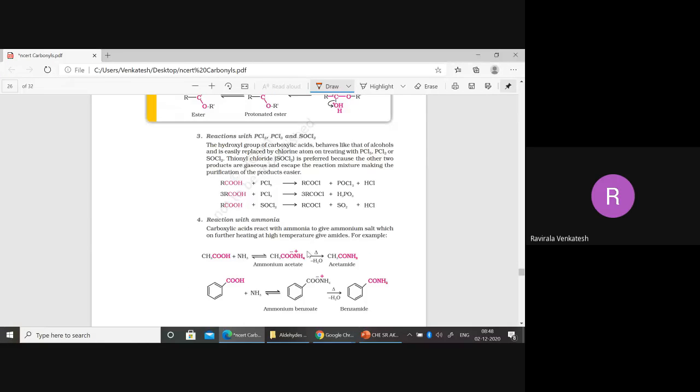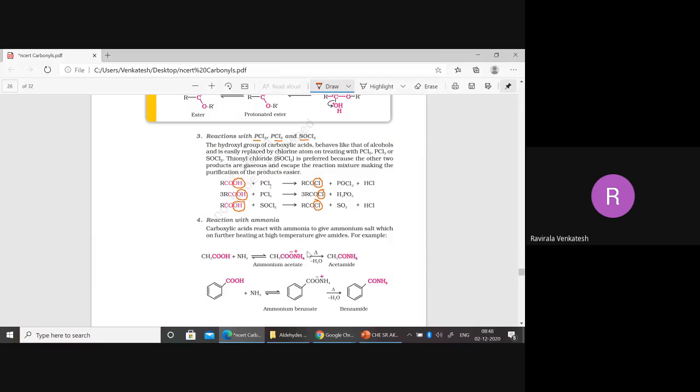Next, we'll see the reaction with PCl5, PCl3 and SOCl2. This we already discussed in the halogen compounds reactions. Now, what happens if you observe? When you take PCl5, PCl3 or SOCl2, this OH group is converting into what here? Cl. Only this is happening. The OH group is converting into Cl, COCl, isn't it? Here also, the OH group is converting into Cl like this. Very simple here.